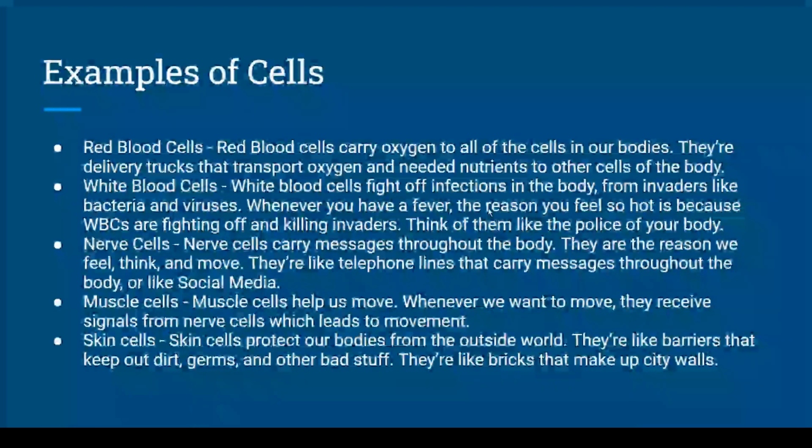Okay, so next, now we have examples of cells. So the first example, very common example, is a red blood cell. And red blood cells are cells that carry oxygen from the lungs. So we breathe in oxygen, and these red blood cells take the oxygen from the lungs and transport it all throughout the body to other cells of the body as well. So you can think of them as delivery trucks, and they also carry nutrients when they're transporting substances.